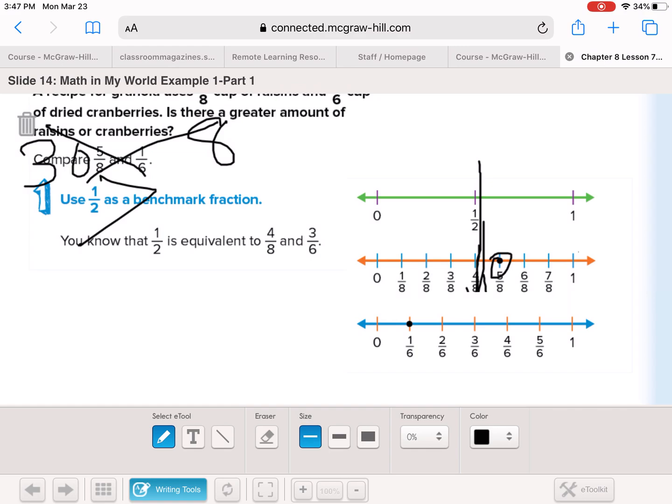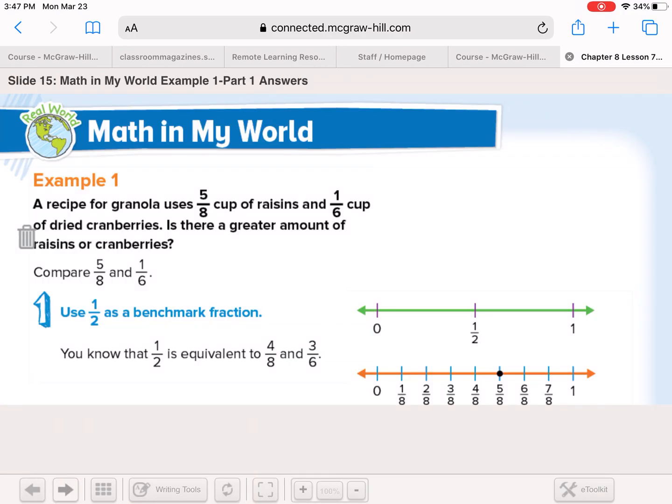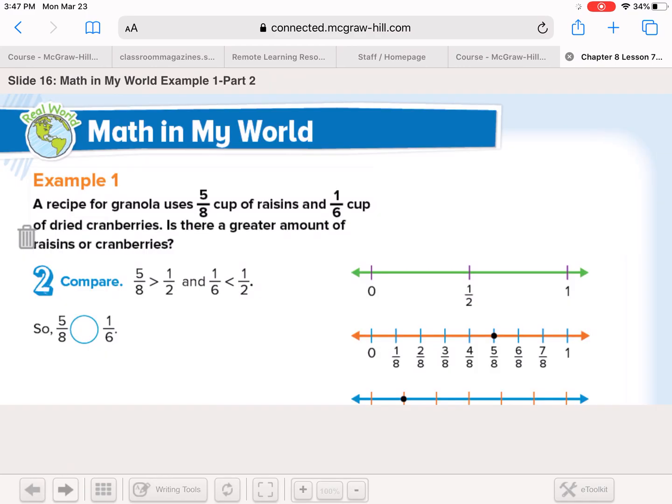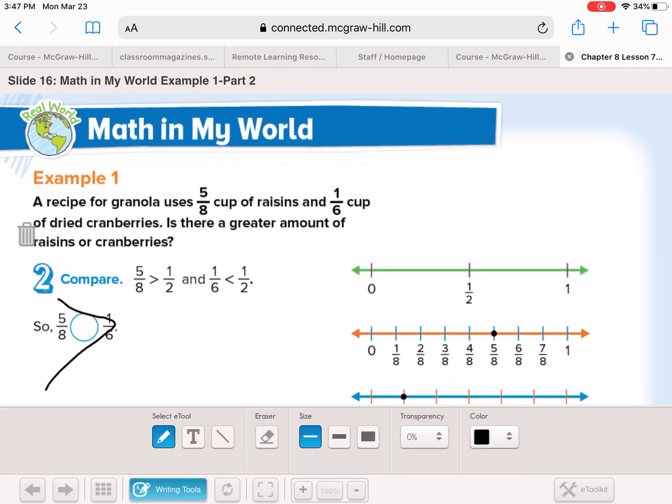This is a good way with the number line because it's better than when I do the pies, right? Because I don't always make them the same amount. But a number line makes it easier to do that. So we know that 5/8 is bigger than 1/6, okay? And we can cross multiply to find that answer.